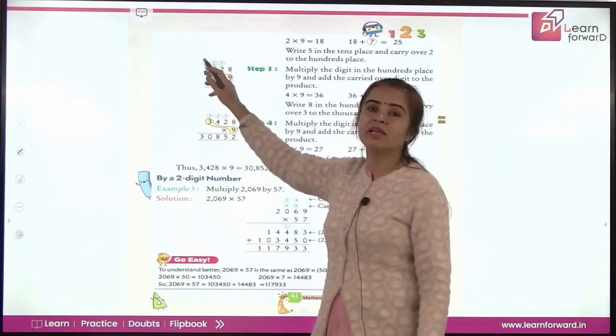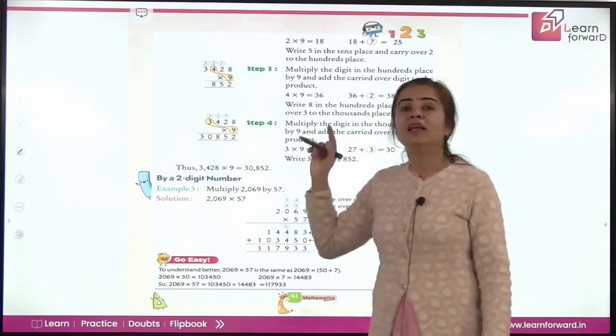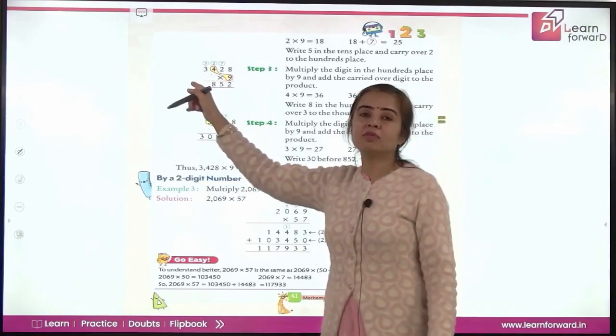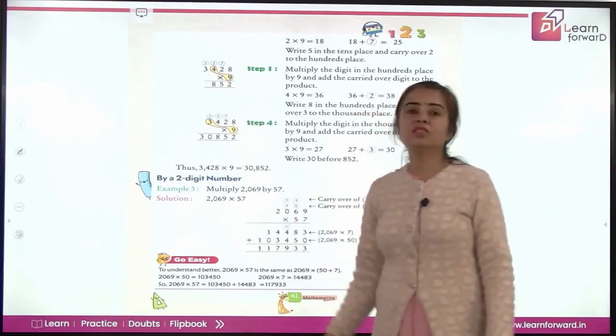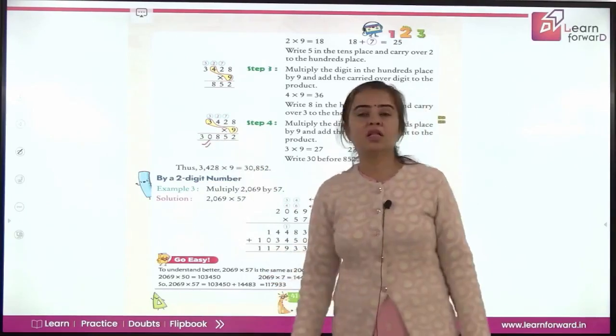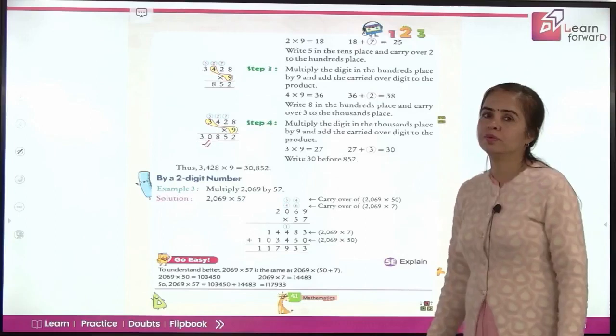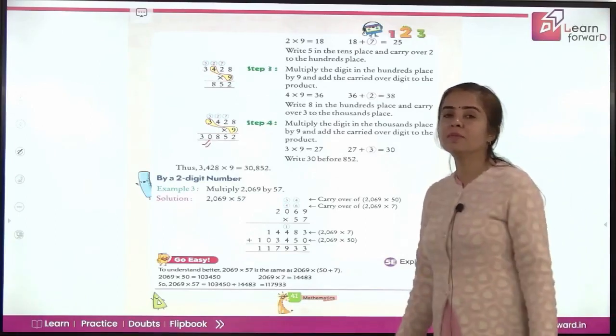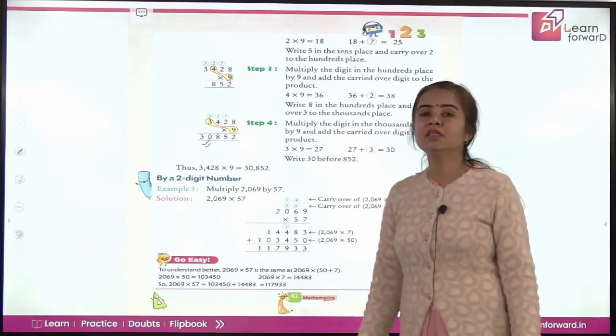I write here 8 and take carryover 3. Now, the last digit will also be multiplied here. 9 times 3 is 27 plus 3 is 30. So, my product here is 30,852. Simple. We have been learning, practicing multiplication by a single digit number.